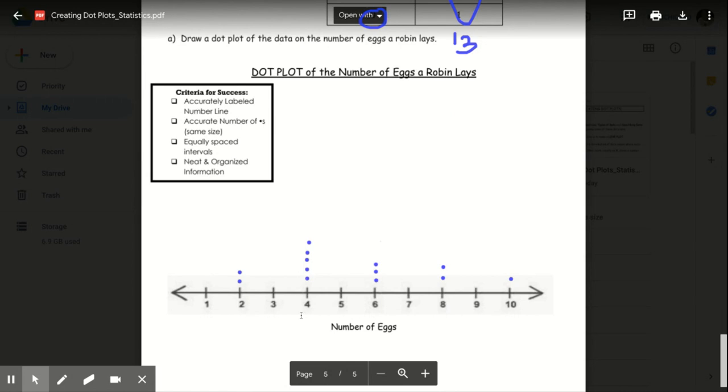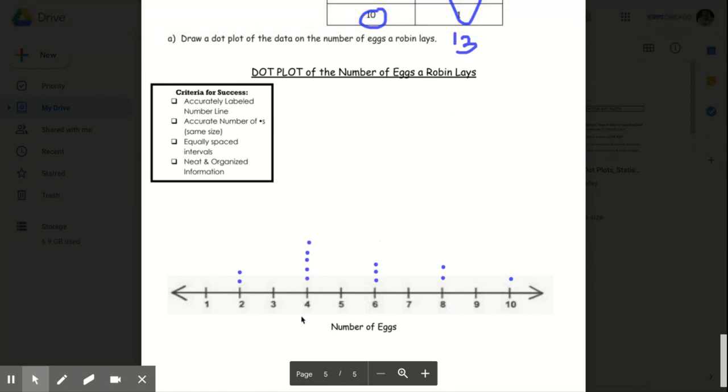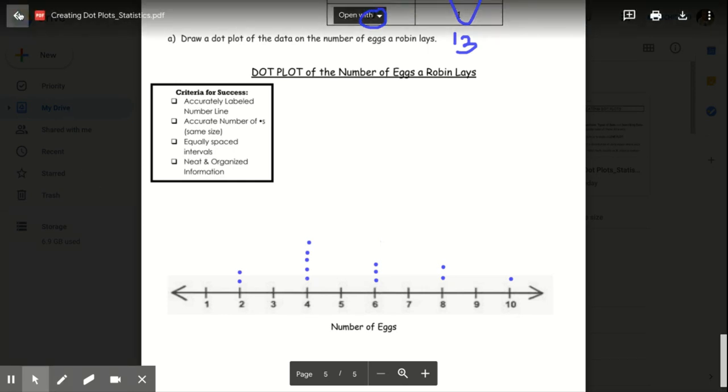And that's it here. So your assignment will be creating a dot plot. You will use IXL and you will use Khan Academy. Your independent practice will be in Khan Academy. Your exit ticket will be in IXL. Complete all that's given to you, and I will give you some practice problems to do also in Khan Academy as well.